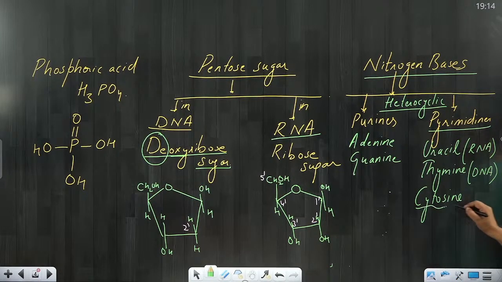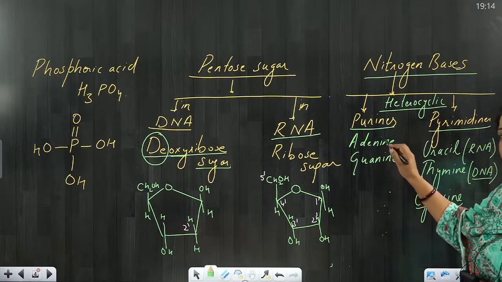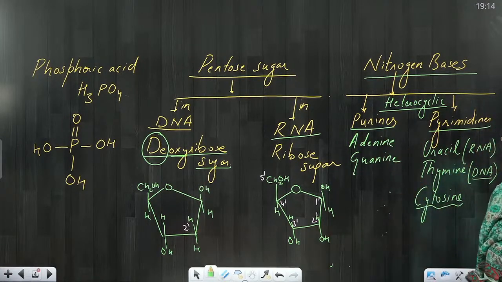Can I say cytosine is such a type of pyrimidine which is common to both RNA and DNA? But what is not there in DNA? Uracil. That pyrimidine is not there in DNA. And which pyrimidine is not there in RNA? Thymine. Fine. But the purines, adenine and guanine, are present in both DNA as well as RNA.